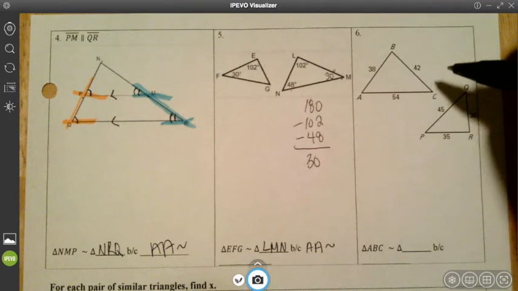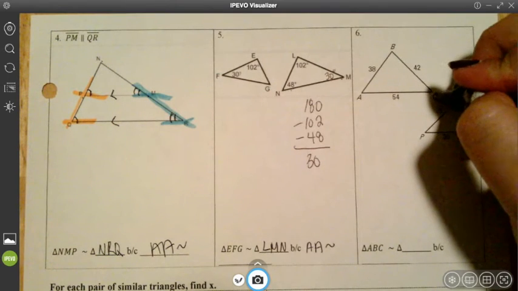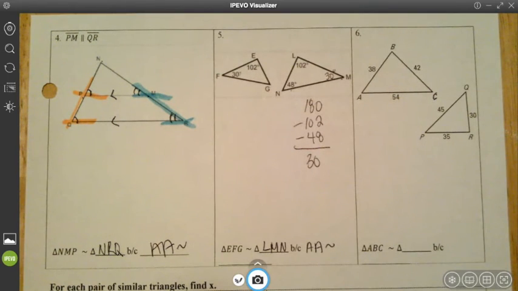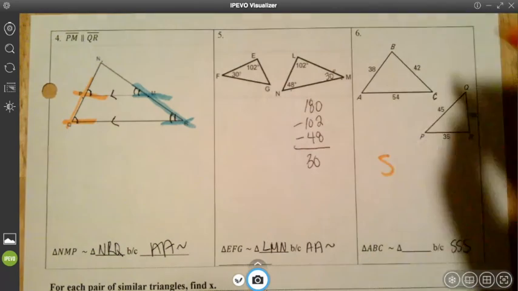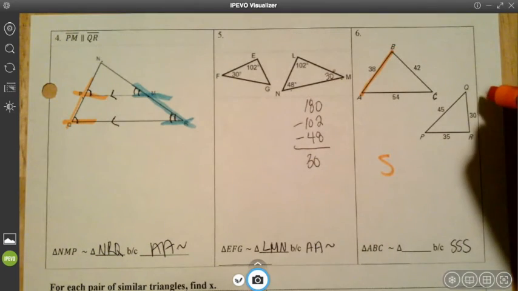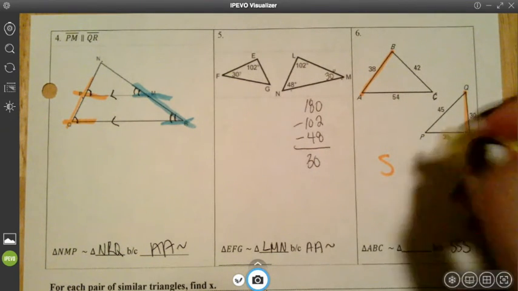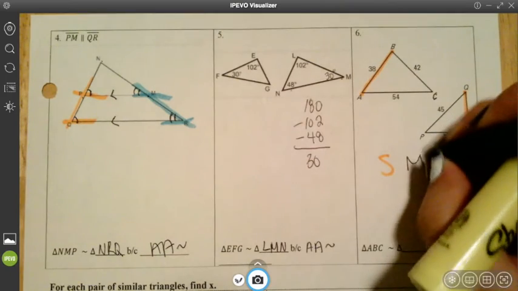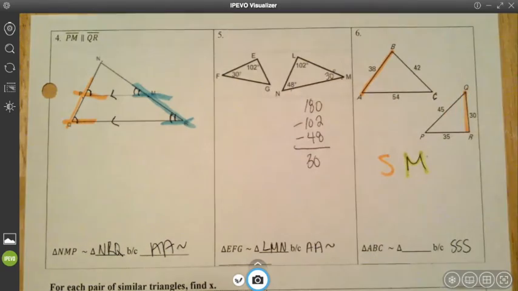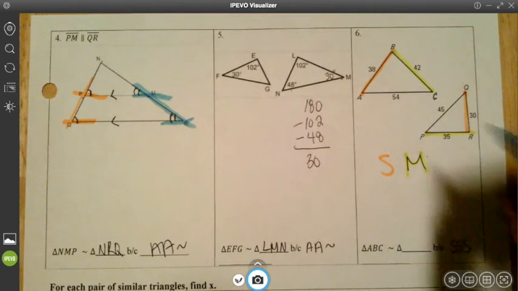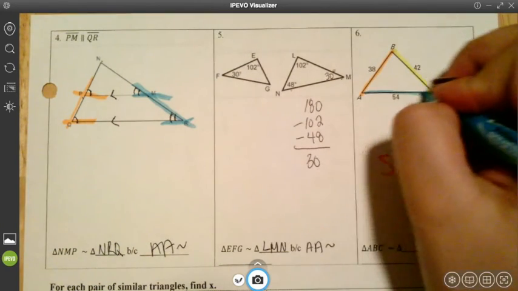And number 6, ABC. I'm not given any angles, so I'm going to use side, side, side. I'm going to look for, again, small, middle, and large. Smallest side here is 38. Smallest side here is 30. Medium is 42 and 35. And largest, 54 and 45.